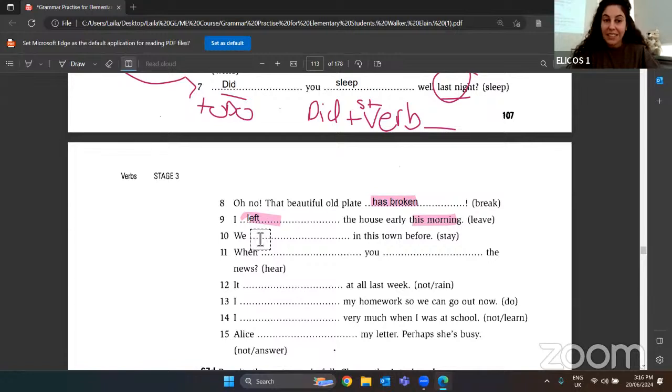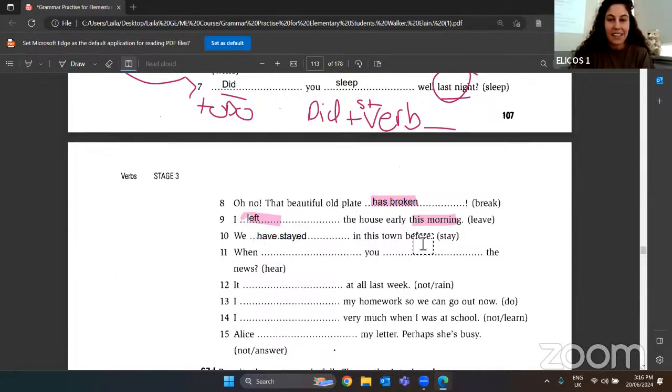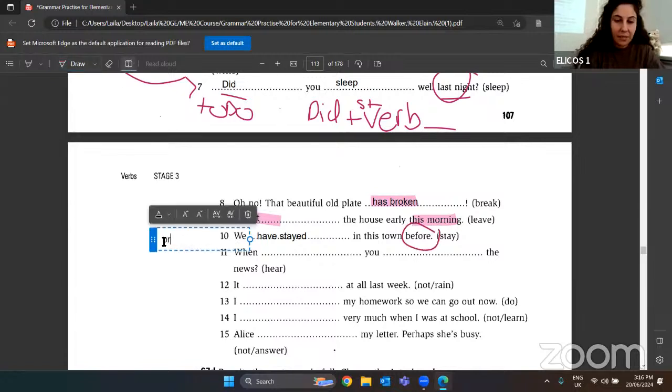Okay, 10. We stayed before. There's no specific time, it's not really. We have stayed in this town before. This is another common word, just like yet. We use it with the present perfect. So we have stayed in this town before.